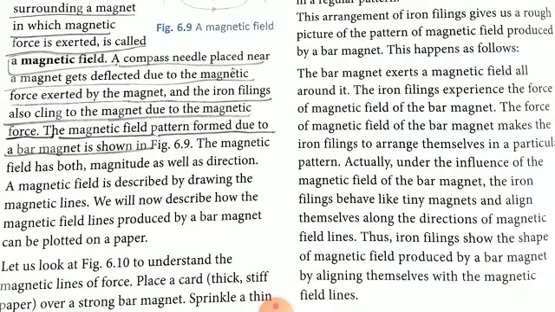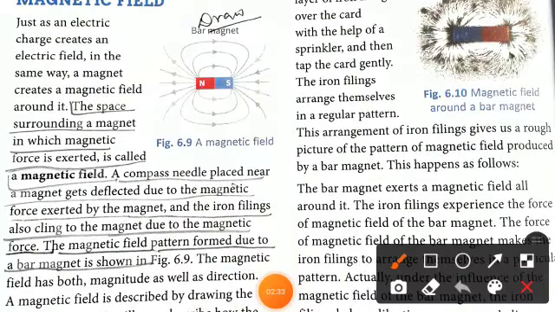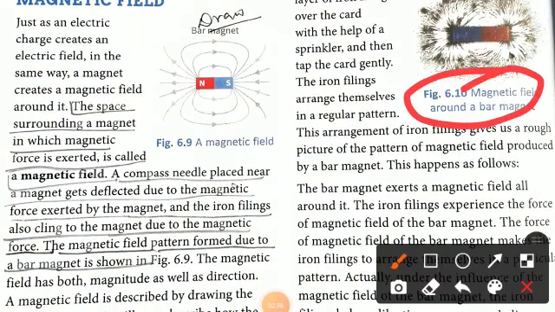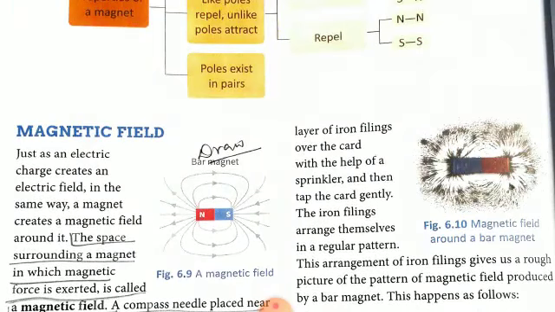We will now describe how the magnetic field lines produced by a bar magnet can be plotted on paper. So here we will study how we can produce magnetic lines of a bar magnet. You can see here figure number 6.10. To understand the magnetic lines of force, place a card, a thick stiff paper, over a strong bar magnet. Sprinkle a thin layer of iron filings over the card. Just take a card, or you can take a paper, and put some iron filings over the paper with the help of a sprinkler, and then tap the card gently.